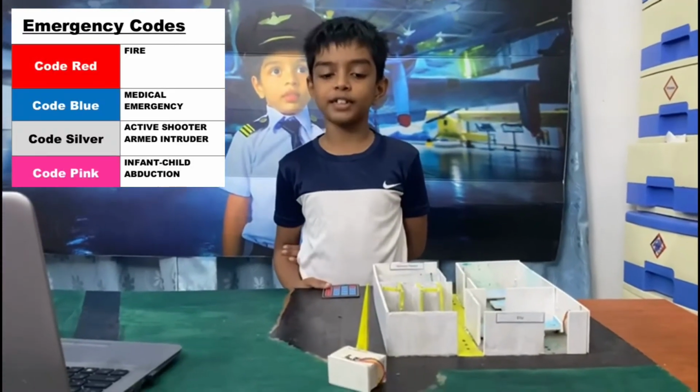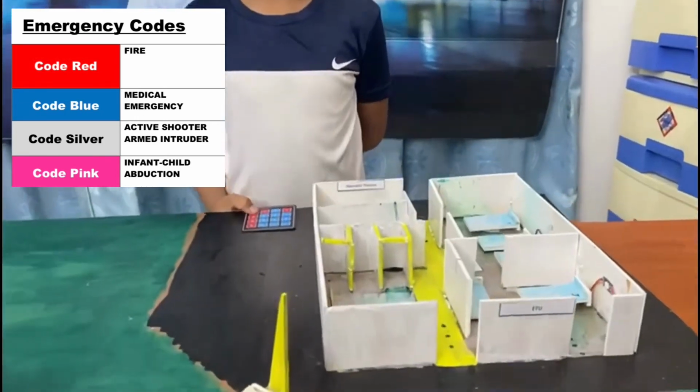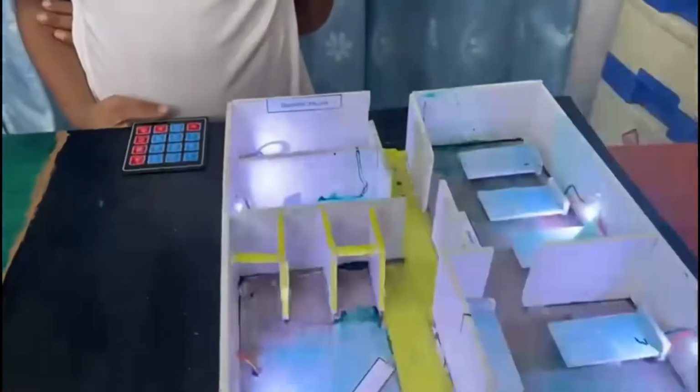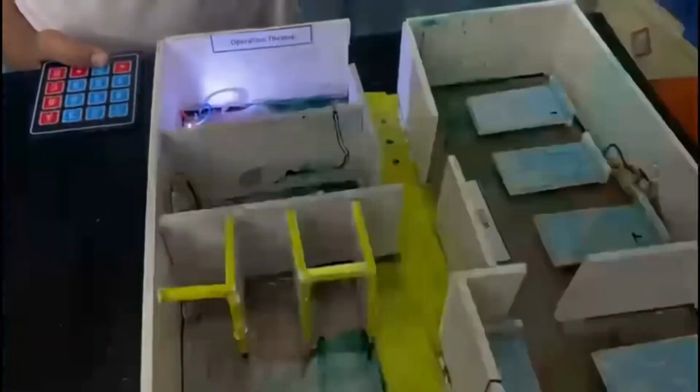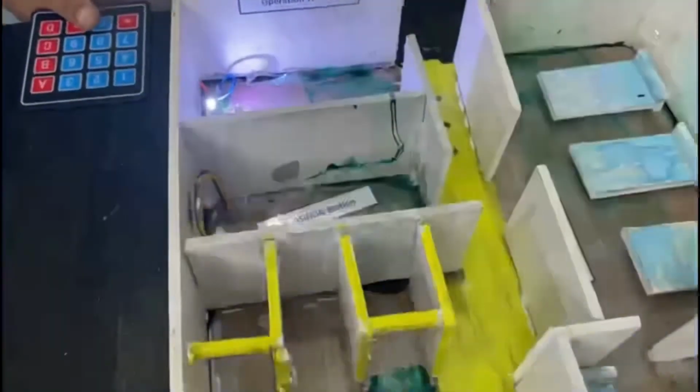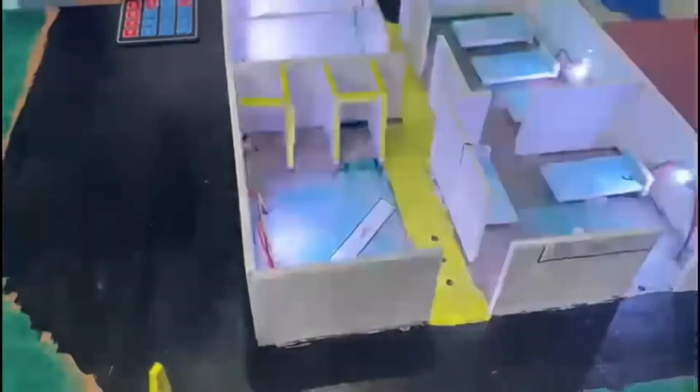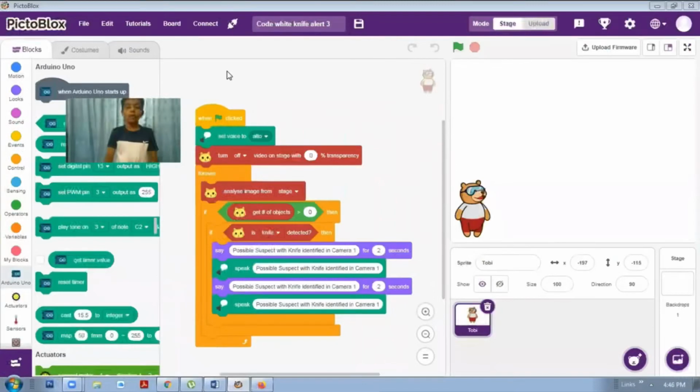Now I'm going to activate code silver. In code silver, the whole hospital light blink, but not in the operation theatre, because if there's ongoing operation, the operation will be disturbed. Code silver is usually activated when a weapon is identified. Usually, when a person with a weapon is identified, it is after the person has already attacked someone. So, in my system, it could identify the person with a weapon before he attacks someone.